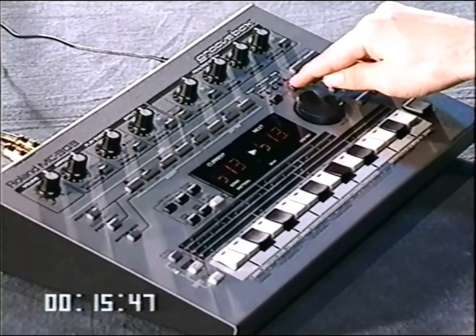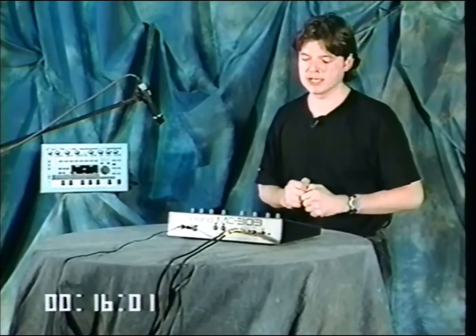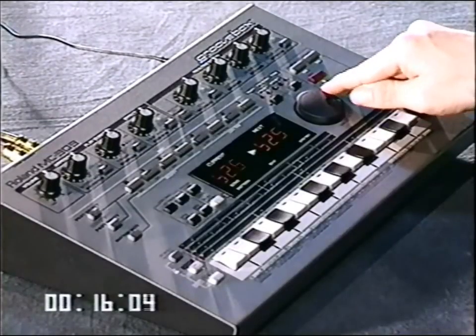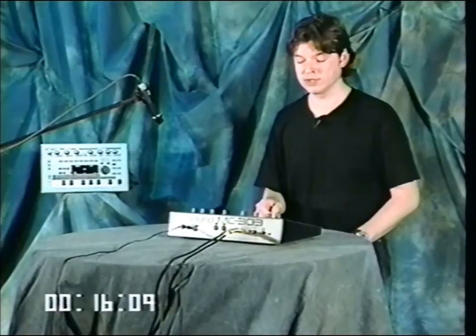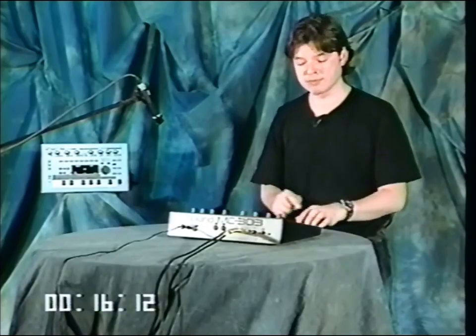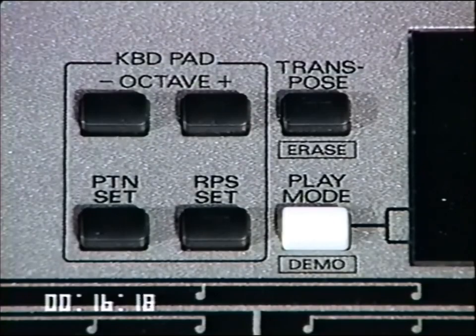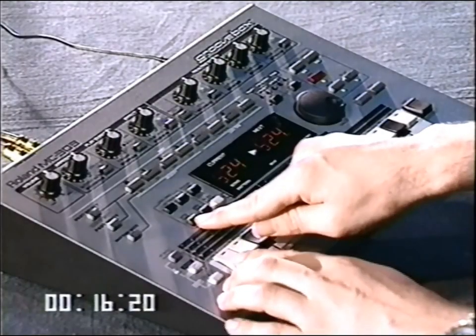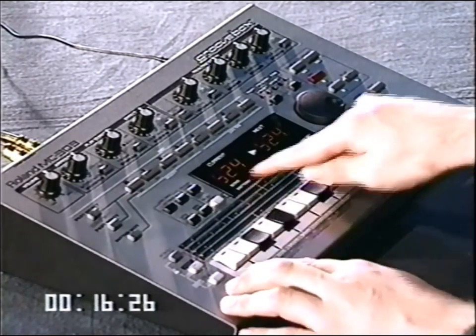Okay. Now, how do you actually register your own favorite patterns to one of these keys? Now I'm going to show you how to actually register a pattern within a pattern set. First thing we do is actually select the pattern that we wish to assign. There's B24. Now I actually want to set that up so that it is selected when I press key number 1. So first go into pattern set mode, and whilst holding down the pattern set button, press key number 1. The key lights briefly, and that has now assigned B24 to the key.